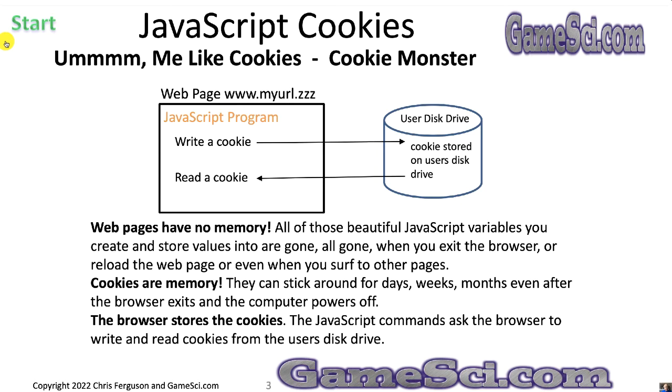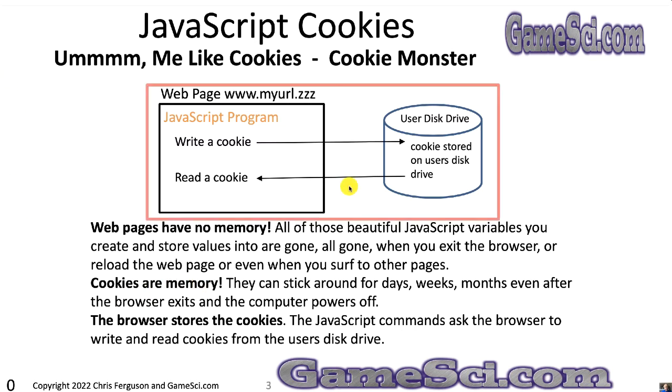Last slide in this video. JavaScript cookies. "Me like cookies," according to the Cookie Monster in Sesame Street. Be careful. We're not talking about client-server here anymore, right? What we're talking about here is a JavaScript program that wants to store a cookie. It's going to store it not on the server, but on the user's hard drive, on their own computer. You're browsing a website on your computer. These cookies are stored on your computer. When you want to read the cookie back, it comes off your hard drive and back into your JavaScript program.